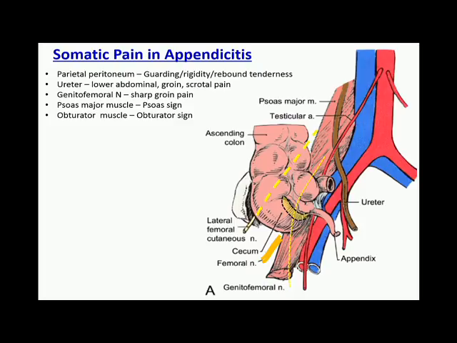So what you do is, the psoas major muscle causes flexion of the hip, right? So if you extend the hip, you are stretching the psoas muscle. So if you try to extend the hip of an appendicitis patient with a retrocecal appendix, it can cause pain. That is called the psoas sign. So again, these are the anatomical relations of the appendix.